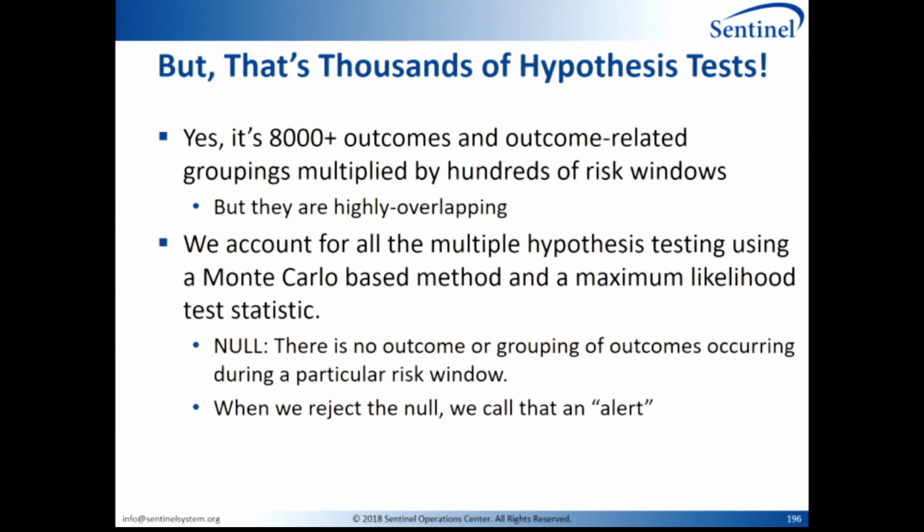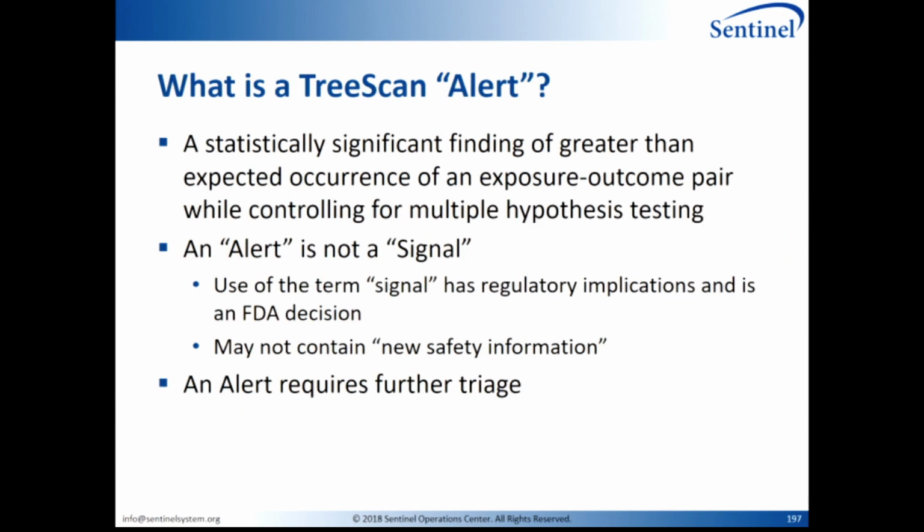The null hypothesis here, when we look at this, is that there is no outcome or grouping of outcomes that are occurring during a particular risk window within the observation window. What that means is we expect these outcomes, if they're completely unrelated to the exposure of interest, to occur at any time. There should be no reason why they're occurring preferentially at any point in time following the exposure. And so if we see evidence to the otherwise, then we reject the null hypothesis, and we call that an alert. So what is a TreeScan alert?